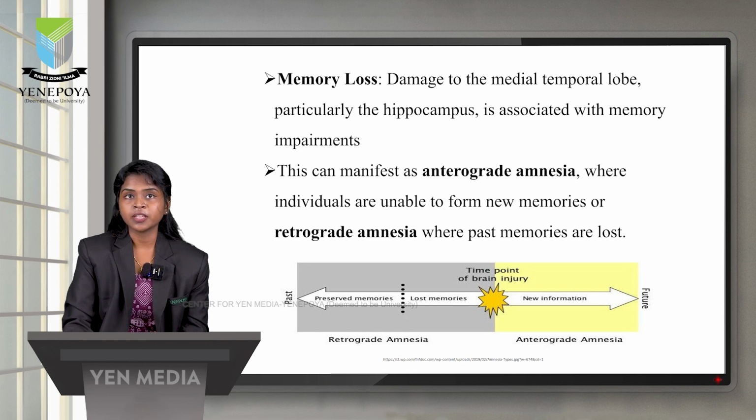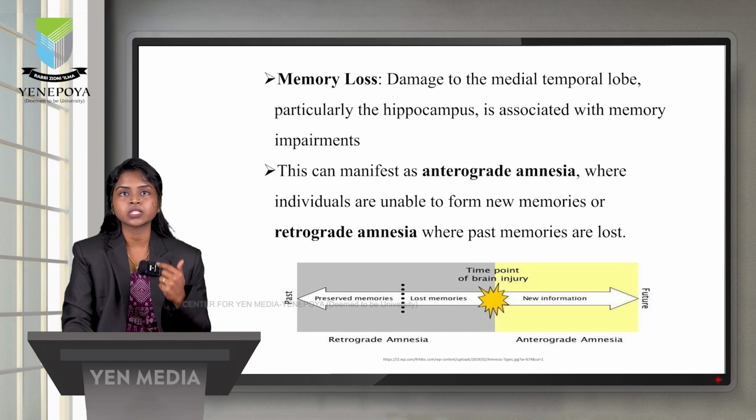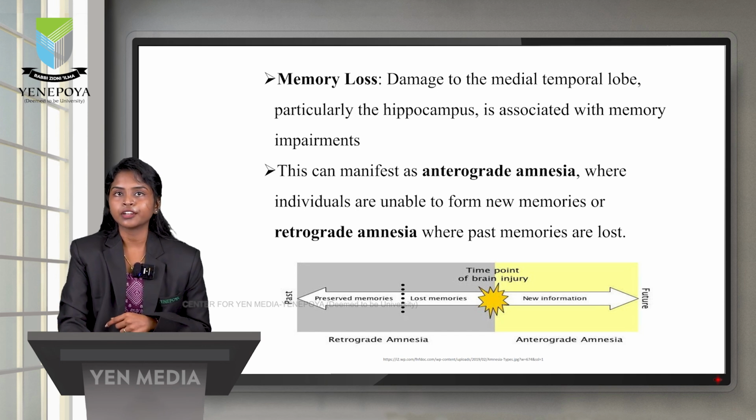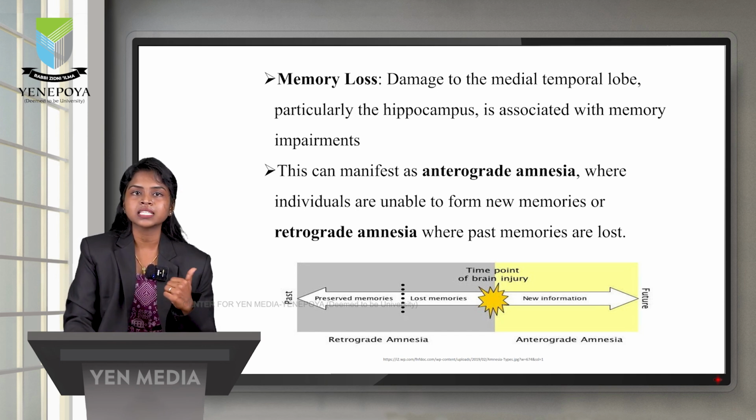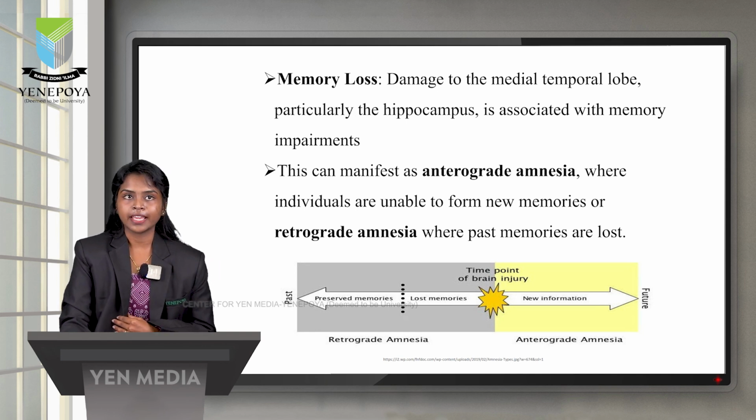That means amnesia. There are two different types of amnesia: one is anterograde amnesia and the other is retrograde amnesia. Anterograde amnesia is a futuristic thing, which means recent memories cannot be recognized by the individual. Retrograde amnesia means past memory loss, where they lose past childhood memories from their younger age.